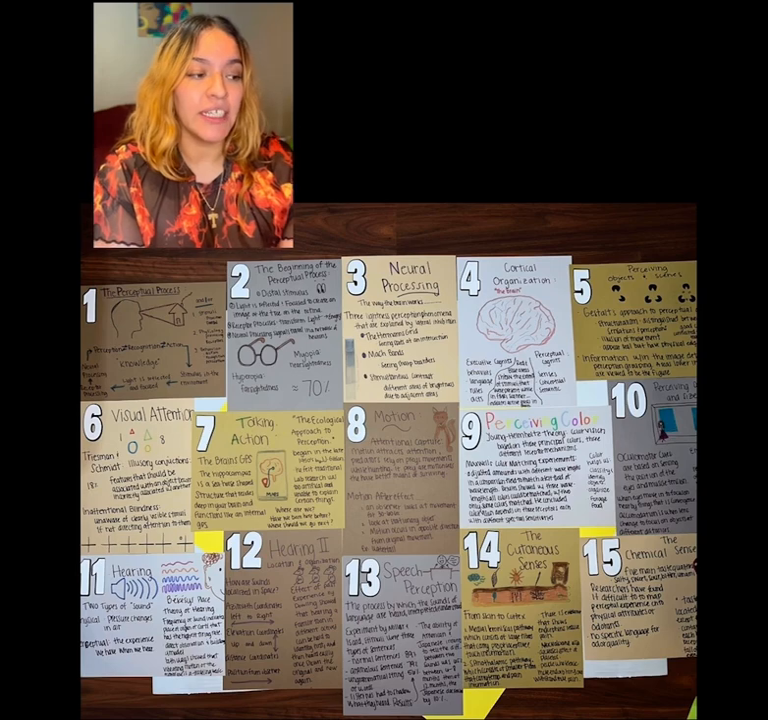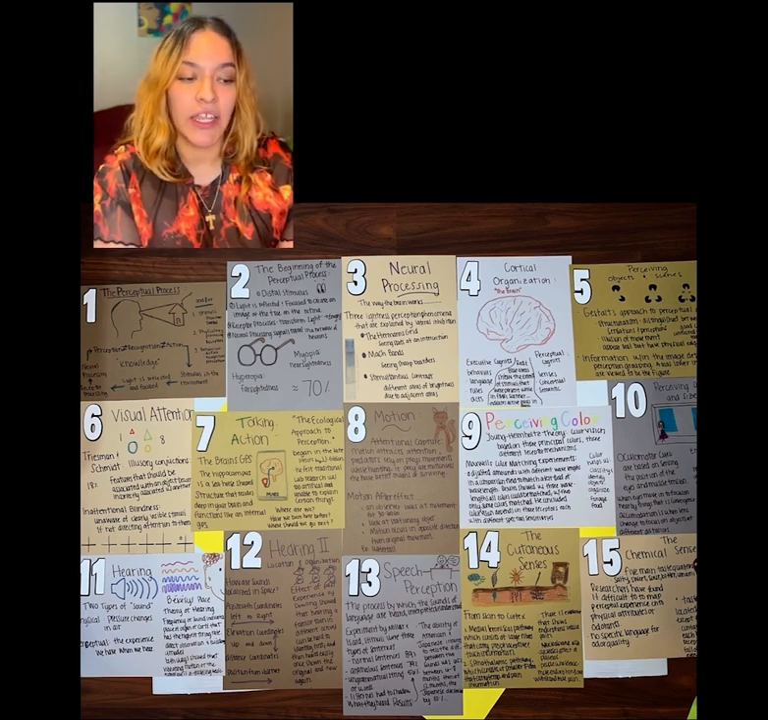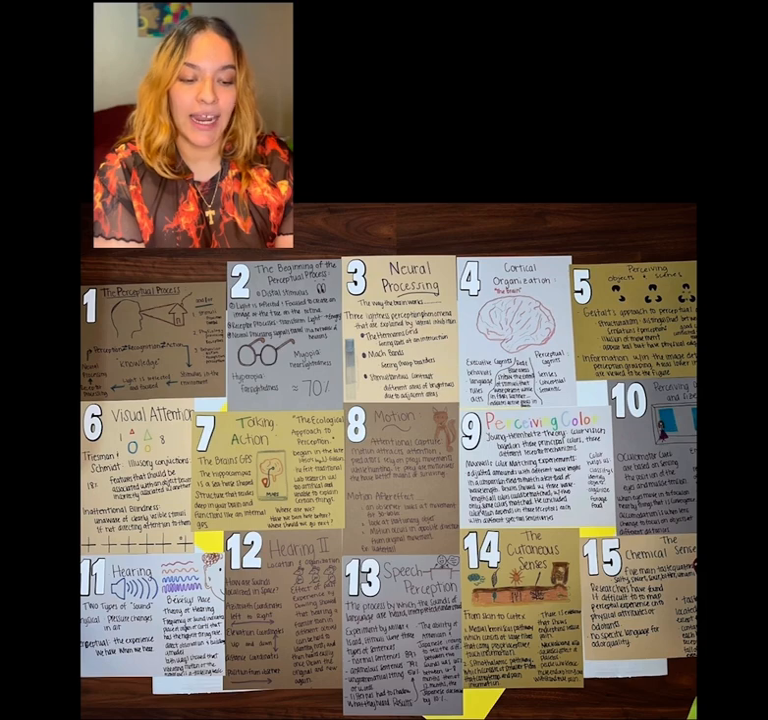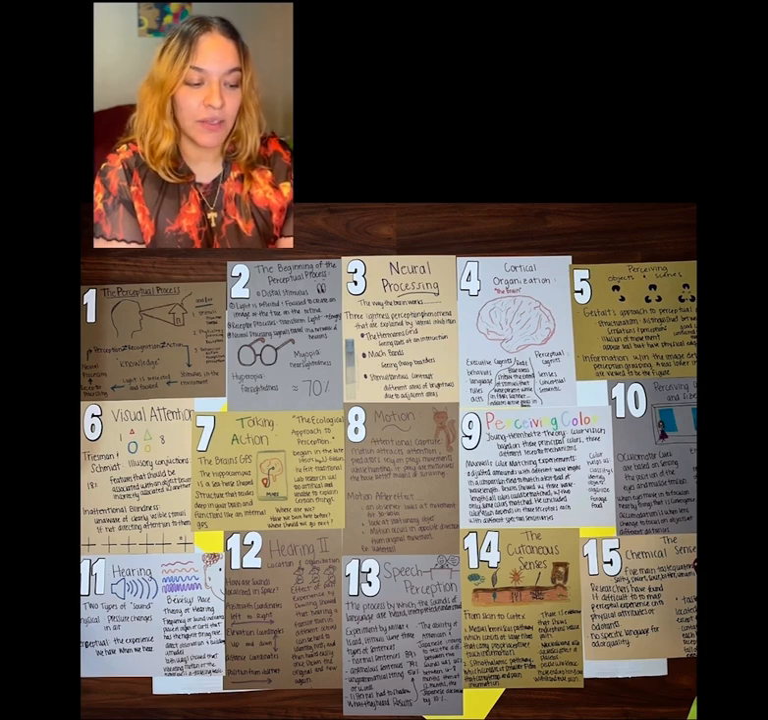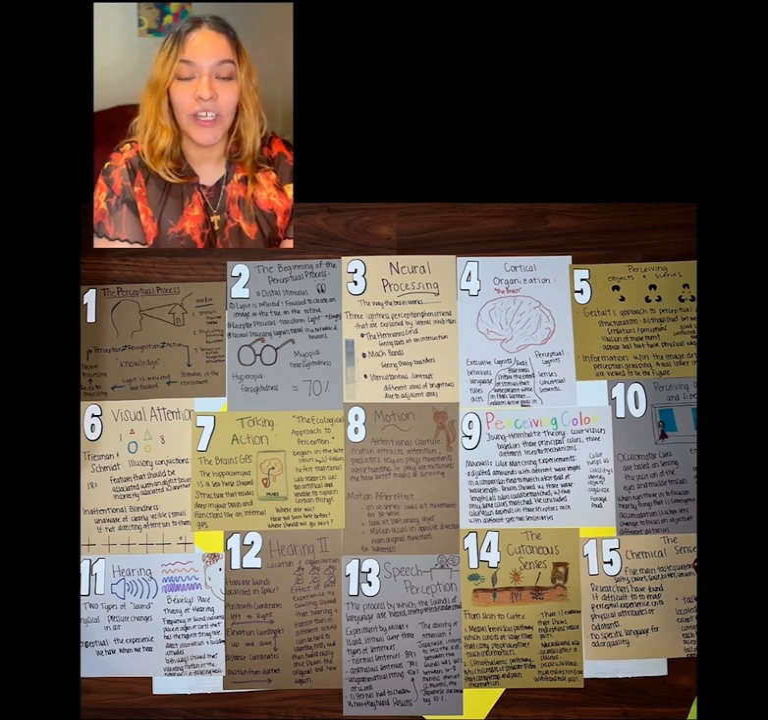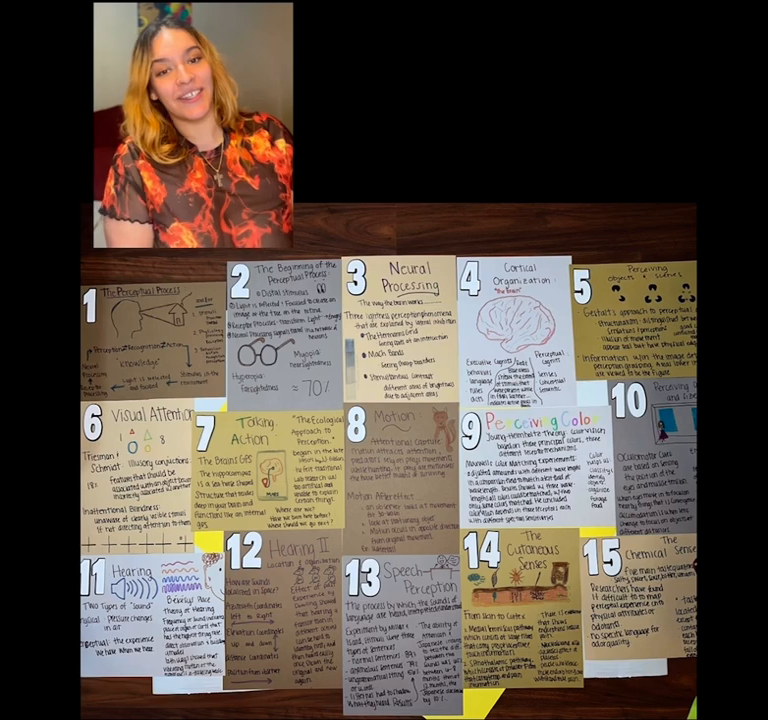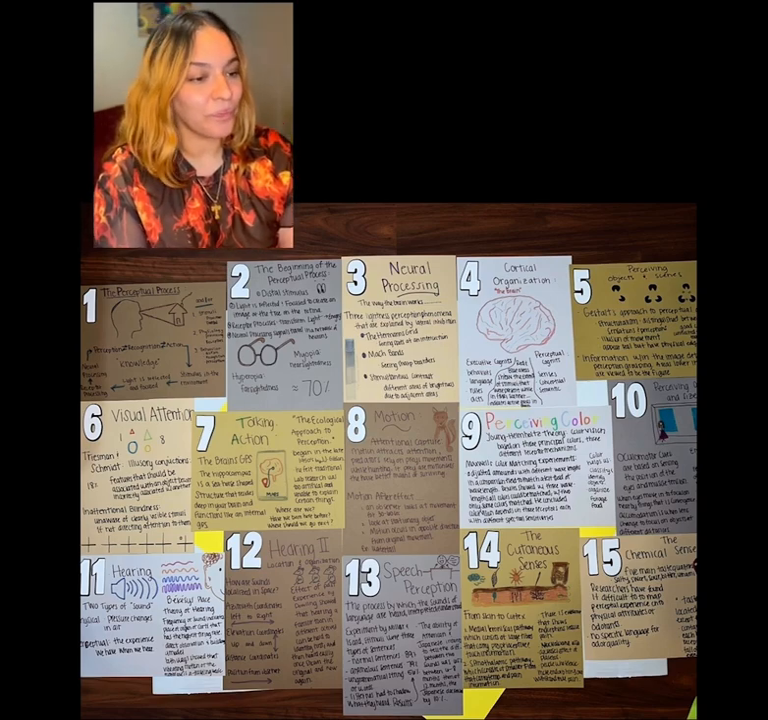For chapter 6, visual attention, I talked about the Treisman and Schmidt illusionary conjunctions theory. And then the inattentional blindness, unaware of clearly visible stimuli if not directing attention to them, which I think we've all done before, but again, happens pretty often, so I just wanted to talk about that as well.